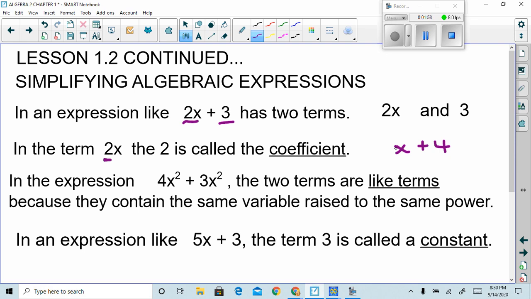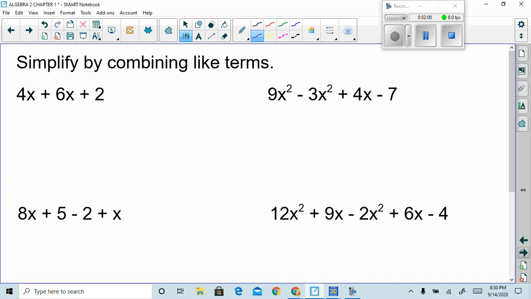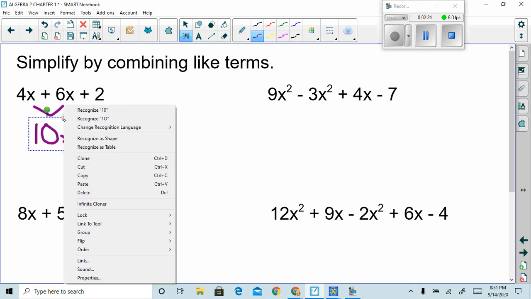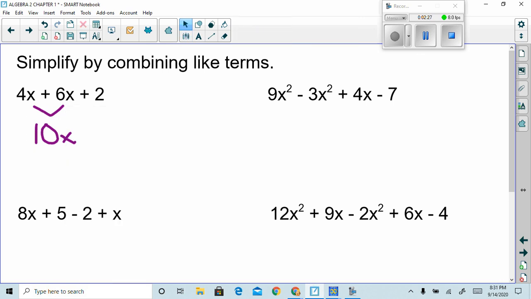Let's take a look at some problems to simplify. If I want to combine like terms, I'm going to look for, again, terms with the same variable raised to the same power. In this case, I have the 4x and 6x, which are like each other, so all I need to do is add the coefficients. And then I just bring the 2 along because there's nothing to combine with the 2.